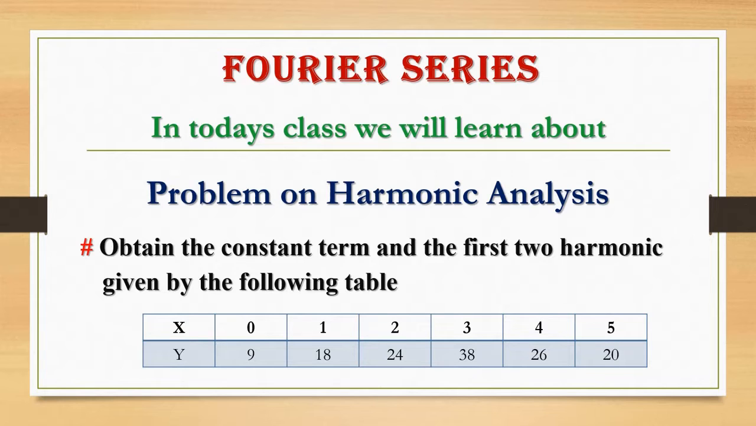In today's class, we will learn about problems on harmonic analysis. The problem is: obtain the constant term and the first two harmonics given by the following table of x and y values. The x values are 0, 1, 2, 3, 4, 5 and the respective y values are 9, 18, 24, 38, 26 and 20. We will see the solution of this problem now.